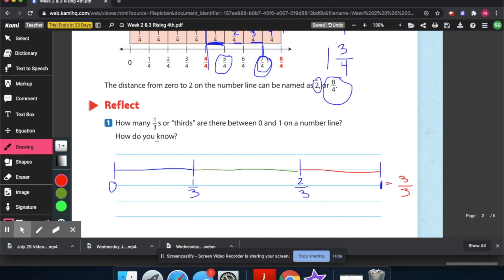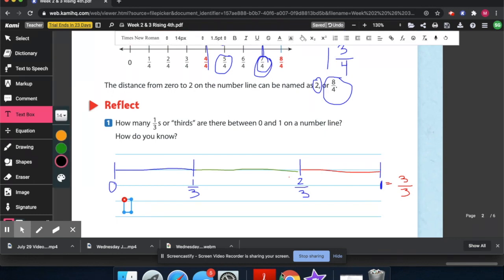Now I can really look at the question and answer it. How many 1/3 are there between 0 and 1 on the number line? So I'm going to look at 1, 2, and 3. So I'm going to write there are 3/3 on the number line between 0 to 1.